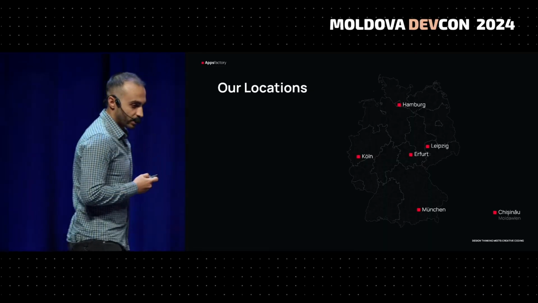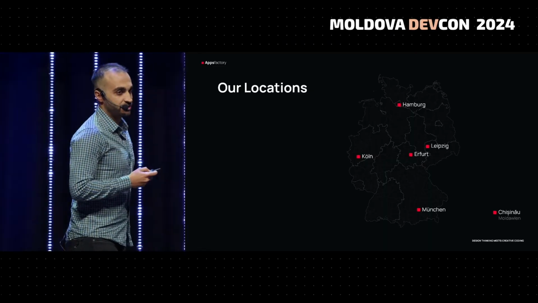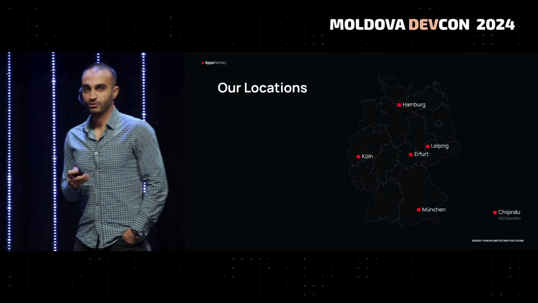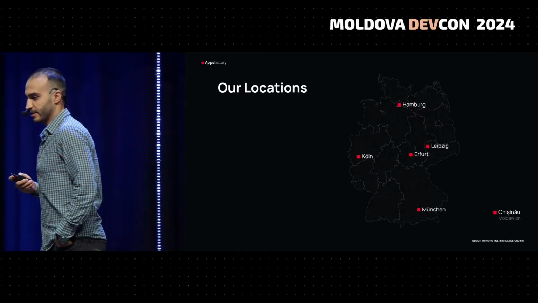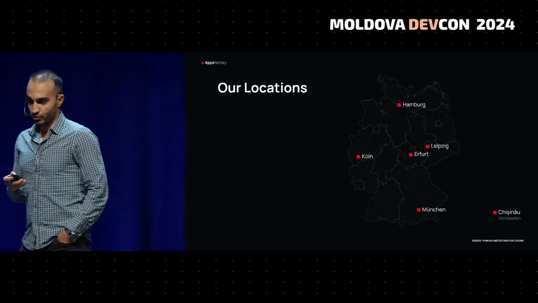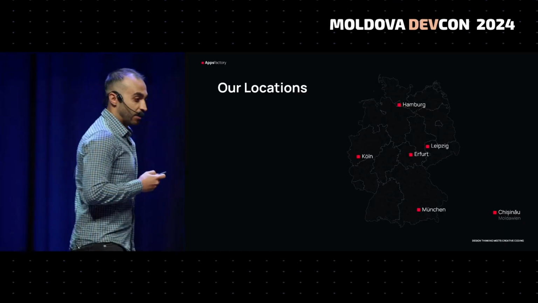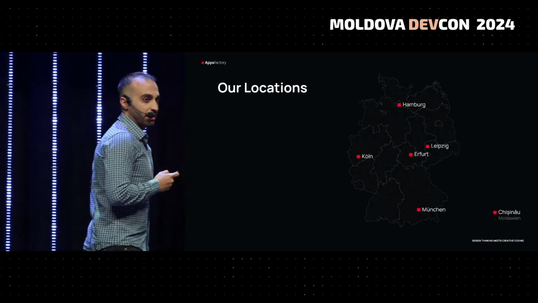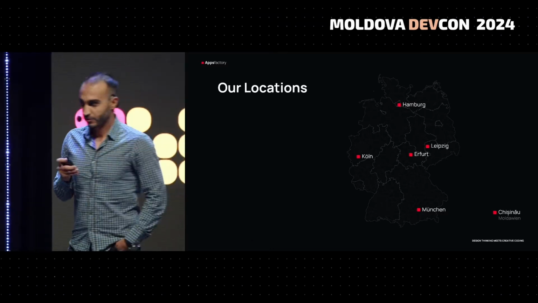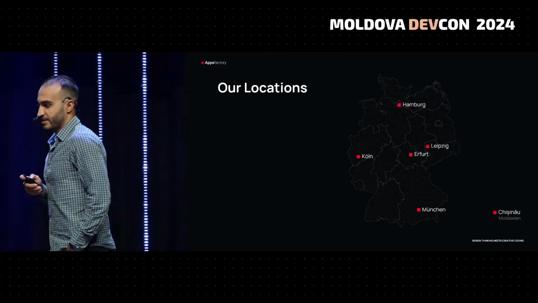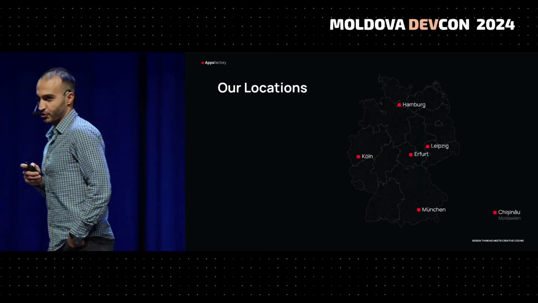We are a German agency company. Our headquarters is located in Leipzig, and we also have 4 different cities, all located in Germany. And we are also very excited to announce our first new branch office abroad, in Chisinau.